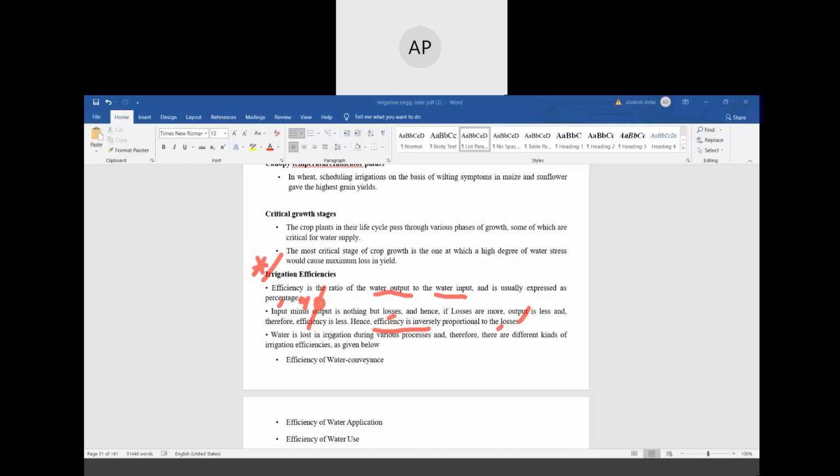Water is lost in irrigation during various processes, and therefore there are different kinds of irrigation efficiencies. These are: number one, efficiency of water conveyance. Next is efficiency of water application. Next is efficiency of water use.